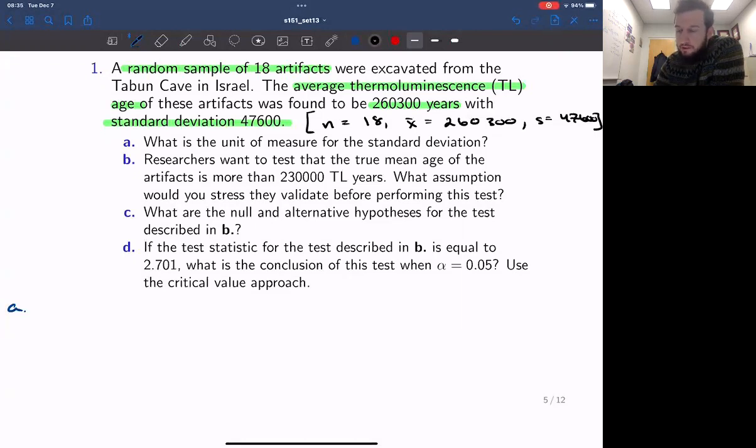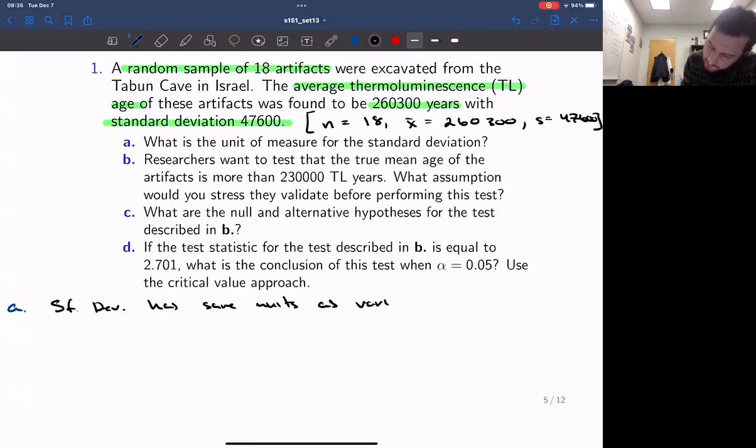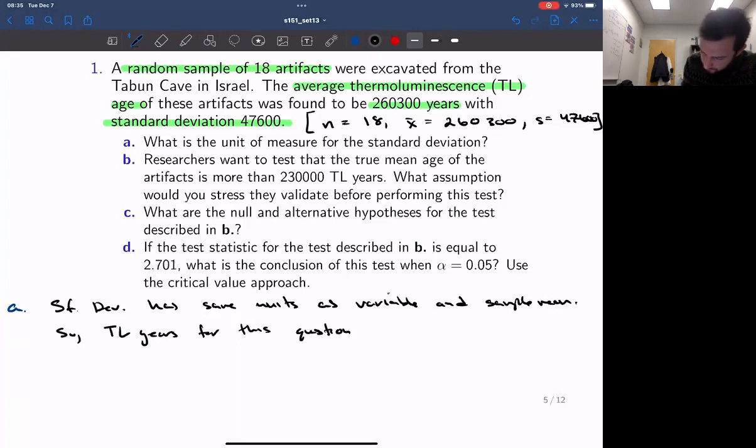So Meg's got it right away. It's the years. So the standard deviation actually shares the same variable as the mean and as the data itself. So standard deviation has the same units as the variable and sample mean. So it would be the TL years for this question.